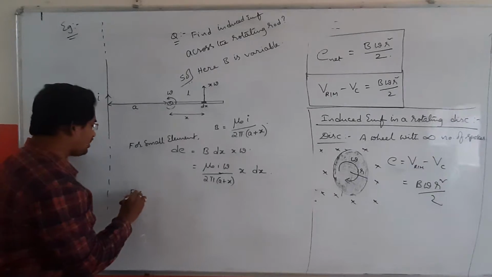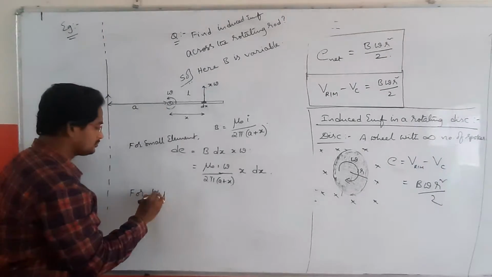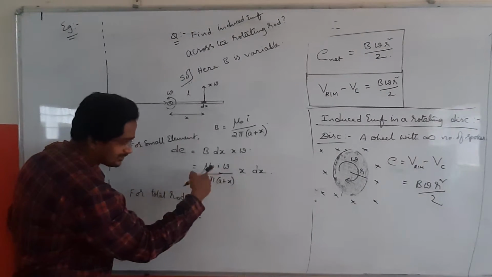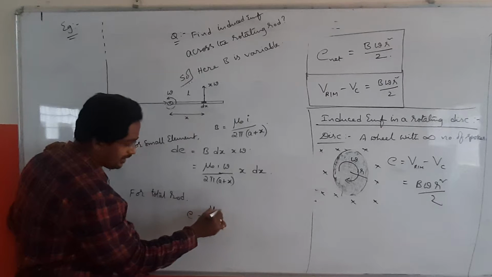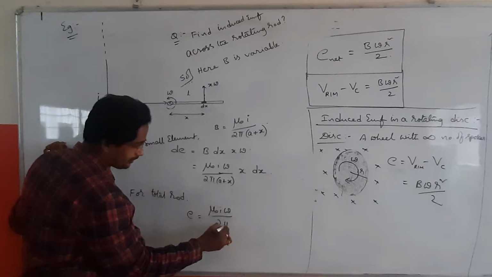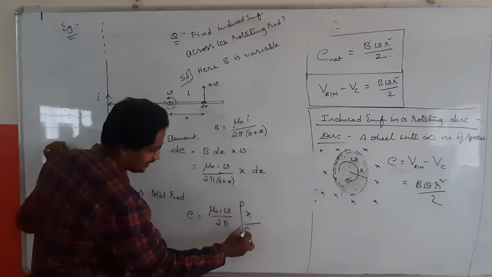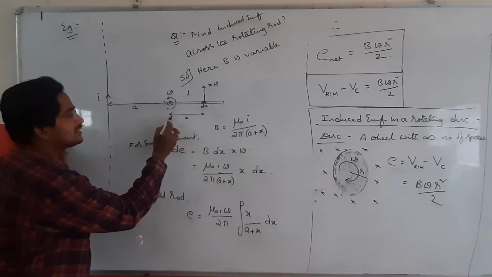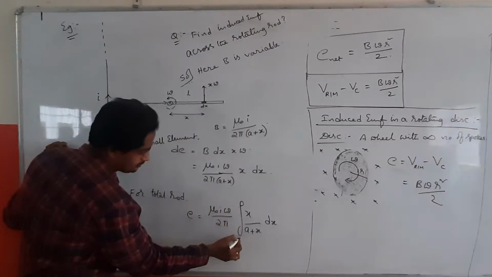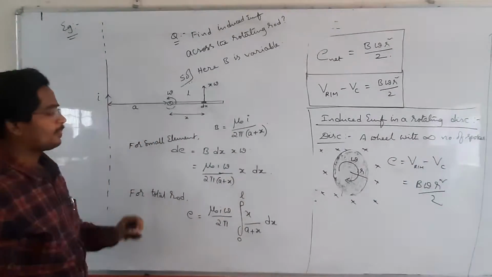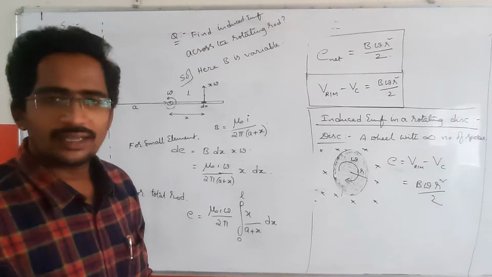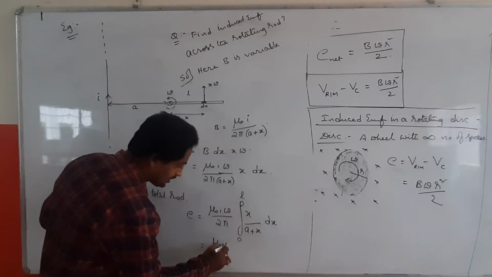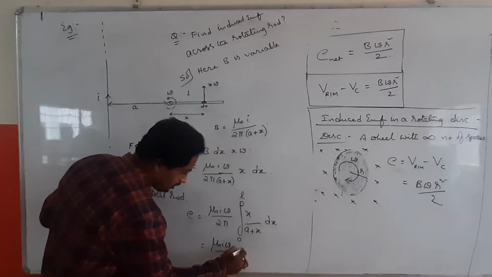Then for the total rod, the induced EMF is an integral. What is constant here? Mu naught I omega by 2 pi, integral x by a plus x dx. The x limits are 0 to L. Now you have to integrate it with the proper method.